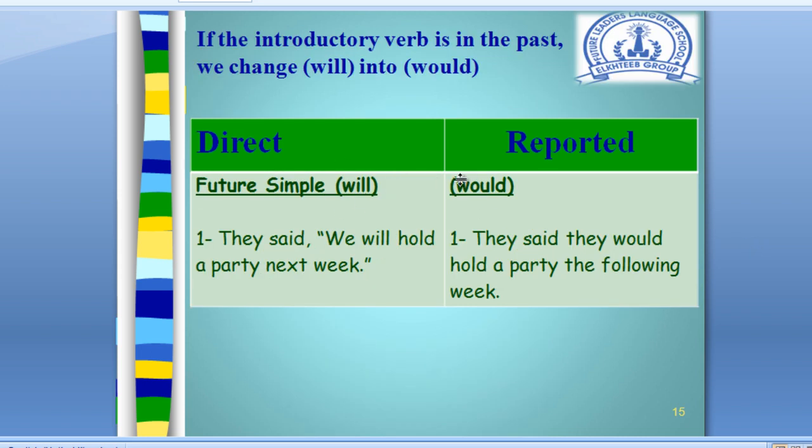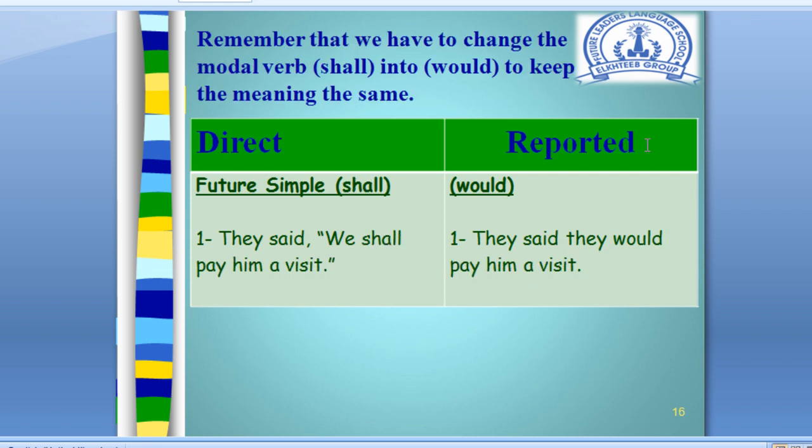Future with will is changed into would. They said we will hold a party next week. They said they would hold a party the following week. Remember that we have to change the modal verb shall into would to keep the meaning the same. If we change shall into should, the meaning will be different. So change shall into would. They said we shall pay him a visit. They said that they would pay him a visit.